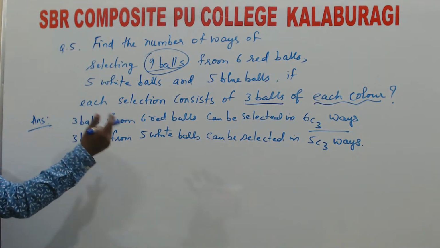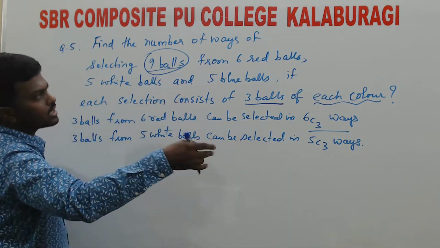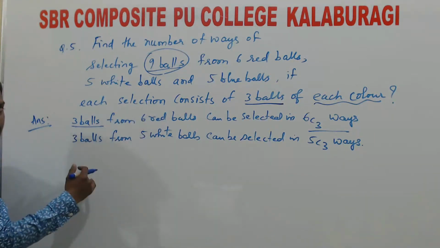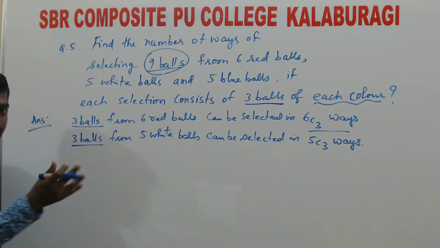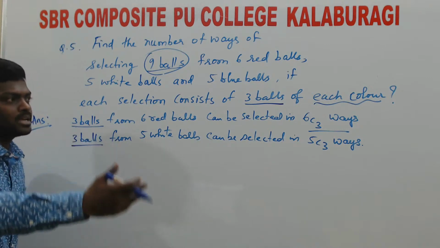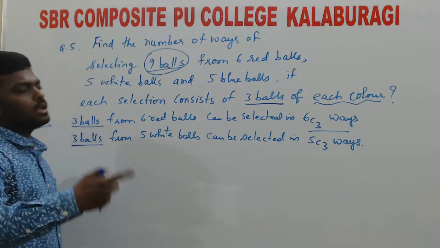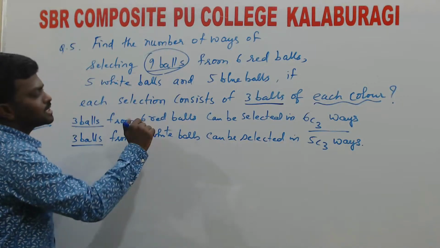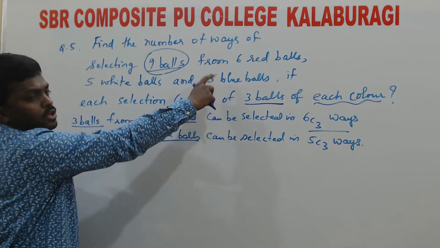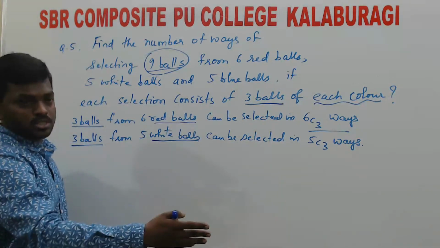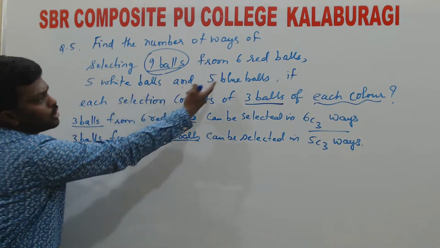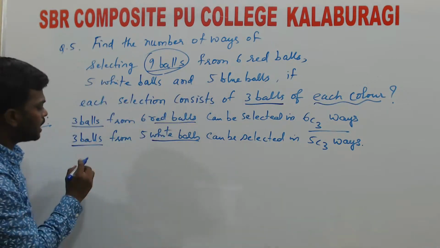So still the work is not complete. I have to pick 9 balls. Till now how many have I picked? 3 from red, 3 from white. So only 6 balls I have picked still. Is that clear? They are telling us to take 3 balls from each color. So I have just picked red balls and white balls; blue balls are still remaining. So the work is still in process, and I have to pick the blue balls also. Then only the work will be done.